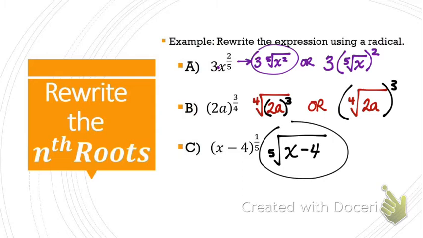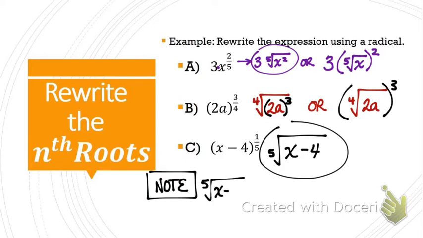I want to draw one thing to your attention here. The 5th root of x minus 4 is not the same as x to the 1/5 minus 4 to the 1/5. Remember, we cannot apply exponents to two parts of a sum or a difference. We can with a product or a quotient. So if it has multiplication or division, we can kind of distribute that exponent, but not with addition and subtraction.